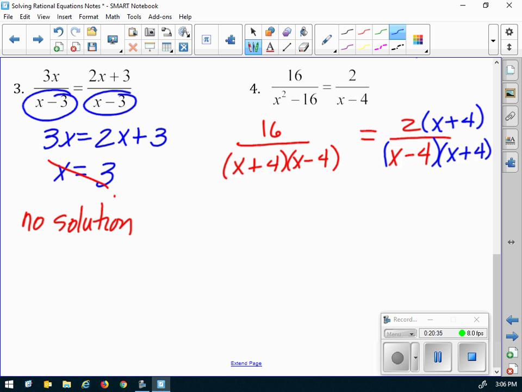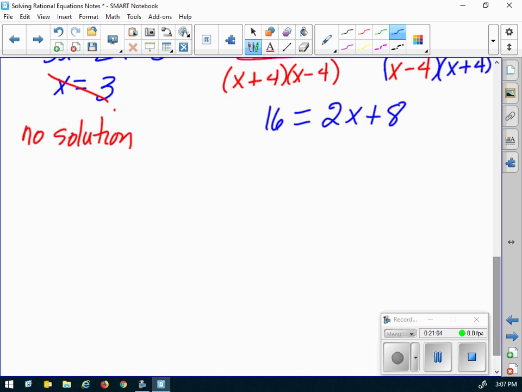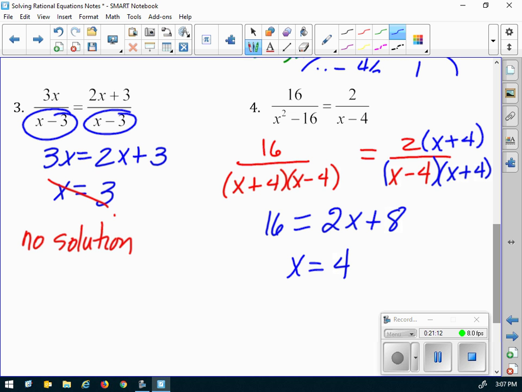Now, let's take a look at that. What do I see about my denominators? They are the same. So just set the numerators equal to each other. That would give me 16 equals what? 2x plus 8. Can you do that in your head? What would you do? Subtract 8, so you'd get 8 equals 2x. You'd get x equals 4. Huh? Well, snap. No solution.